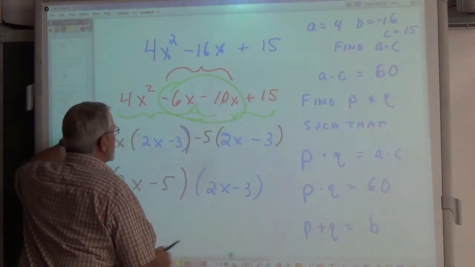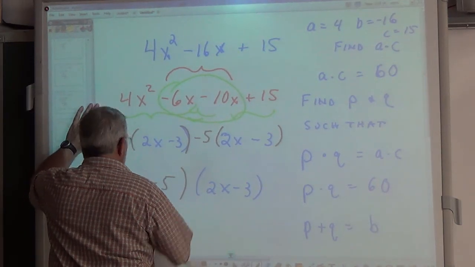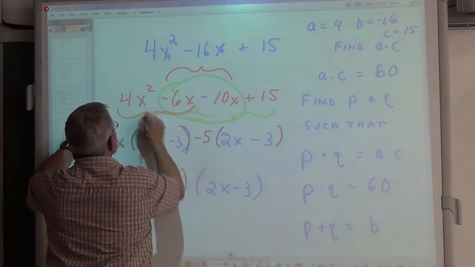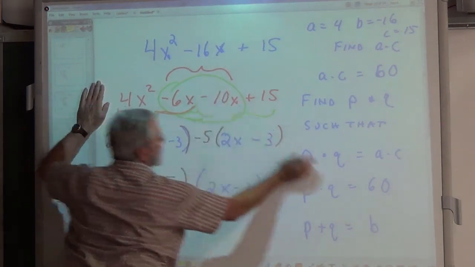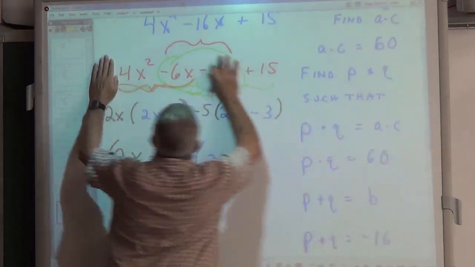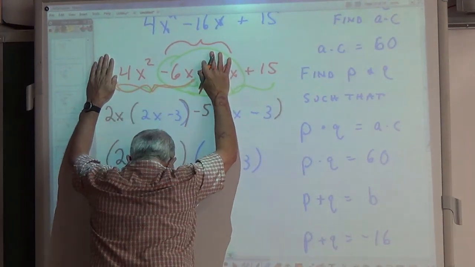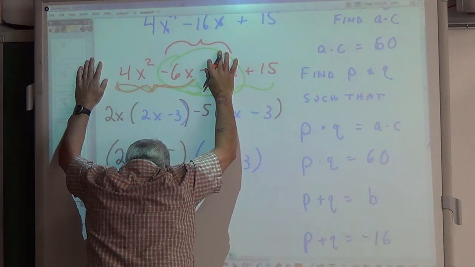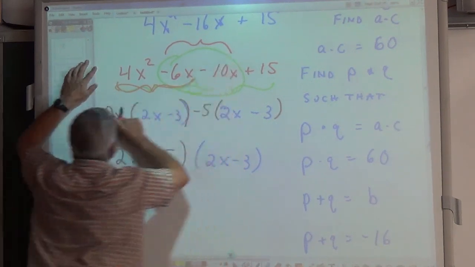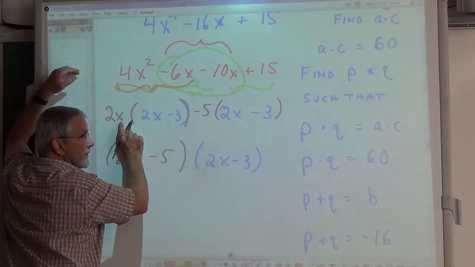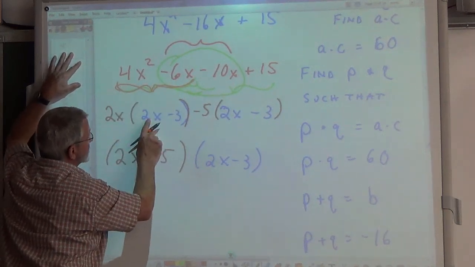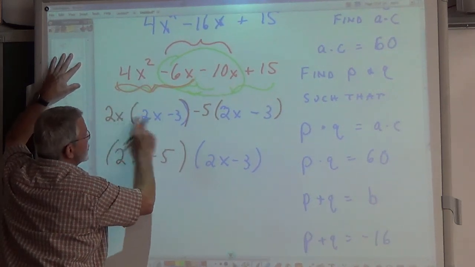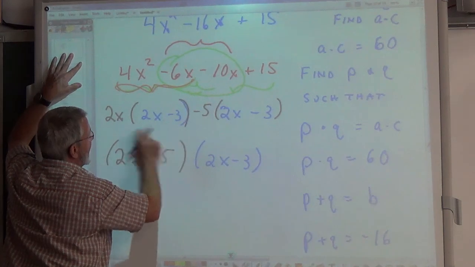You look at these two terms right here, and you factor out the greatest common factor. Well, what's the greatest common factor there? 2 is and x is. So 2x is the greatest common factor, and you factor it out. Well, 2x times 2x is 4x squared. 2x times negative 3 is negative 6x.